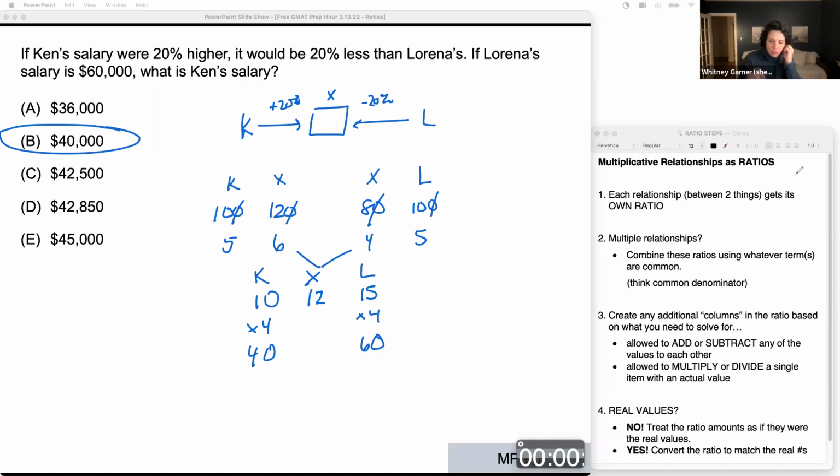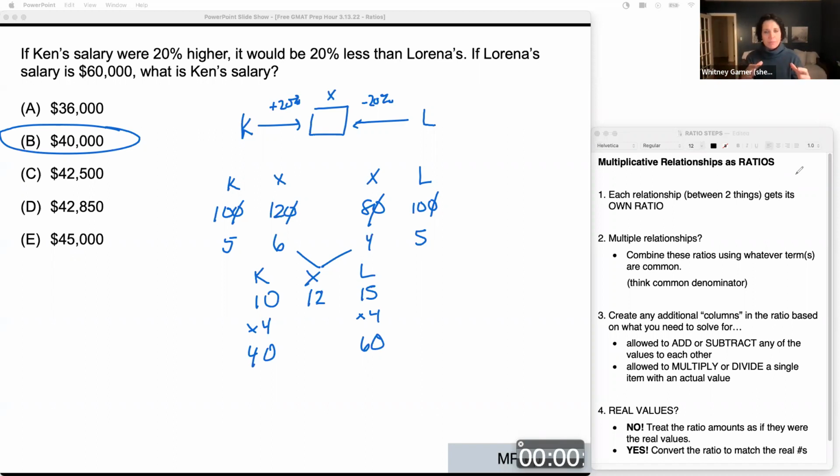So make a little note to yourself, right? If I start to see multiplicative relationships, I'm going to question, could I set this up as ratios? So how would I do that? Well, each relationship is going to get its own ratio. I'll reduce them and then bring them together if there are multiple relationships, thinking like fraction, common denominator type thing. So scale them up or down by the same amount.